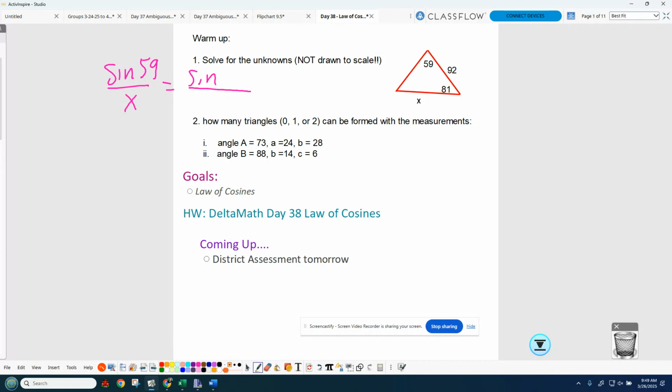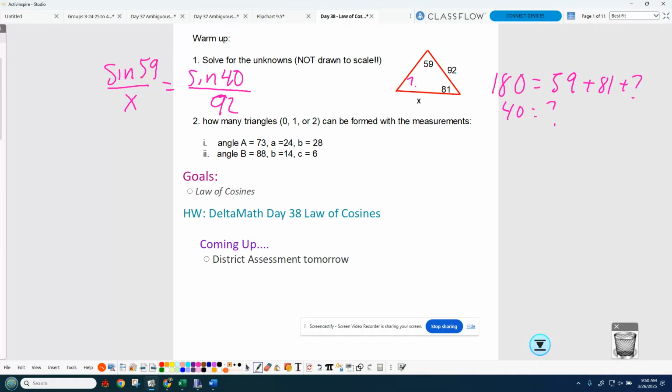Yeah, that's a problem. So find the missing angle. The angles all together need to add to 180, 59 plus 81 is 140. Yep. Wouldn't it be easier to put the x at the top and then make it 92 over sine 40? That would be an equation.